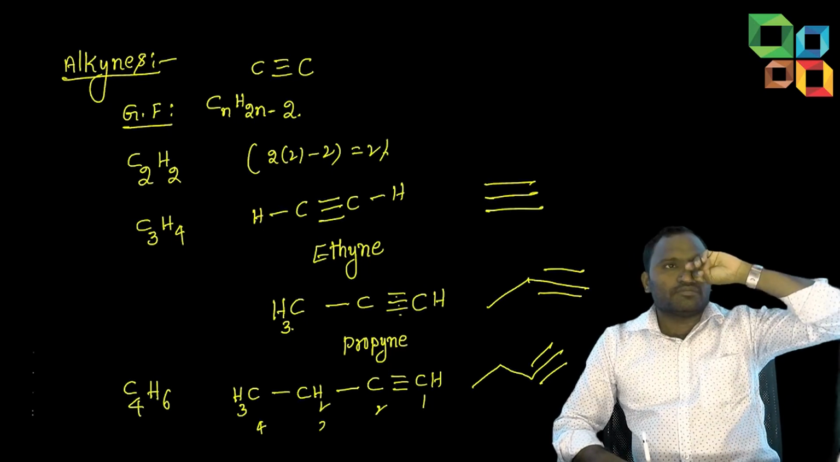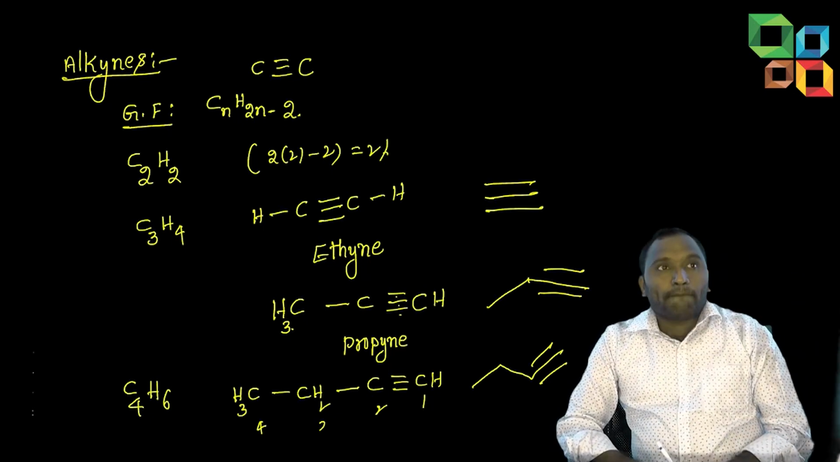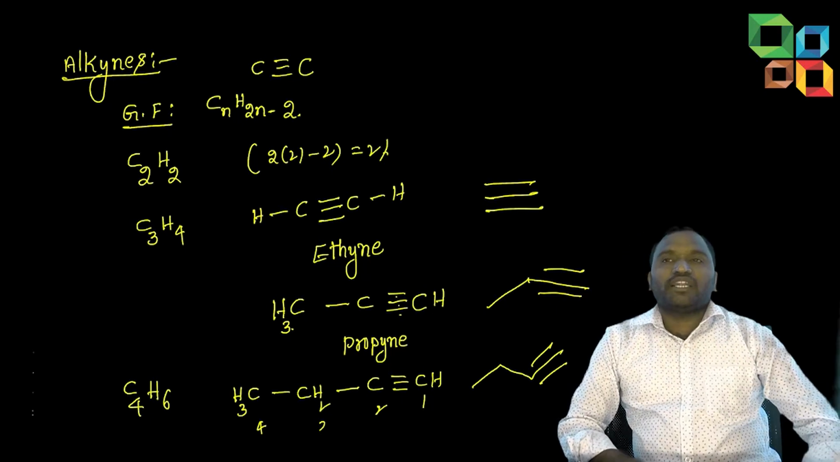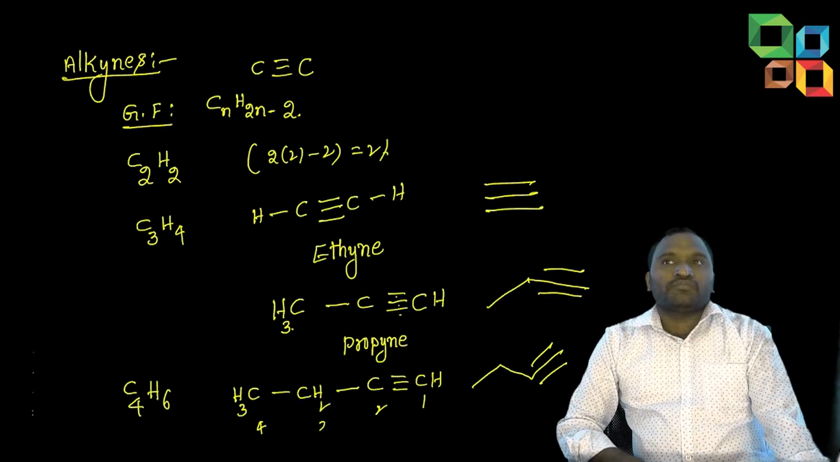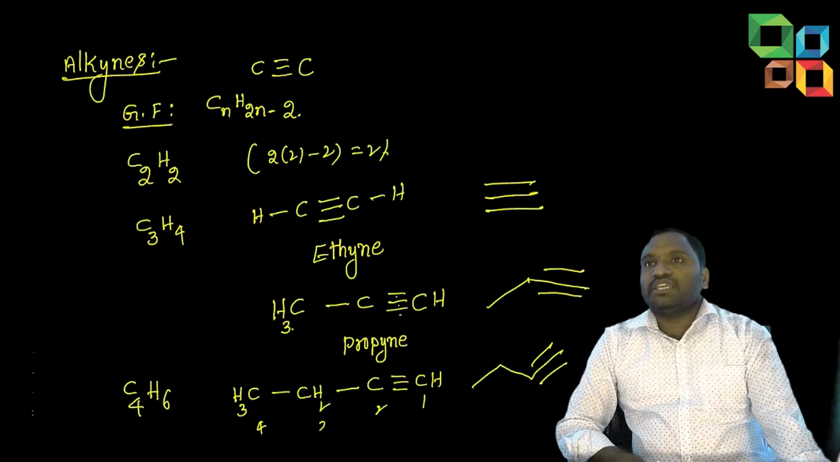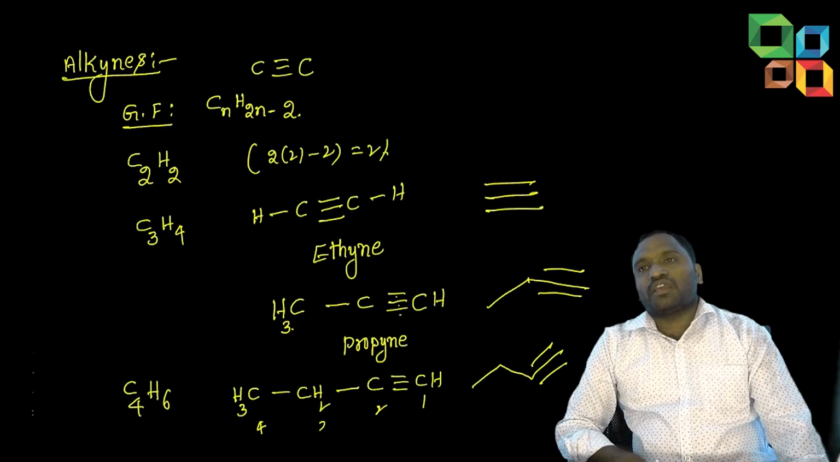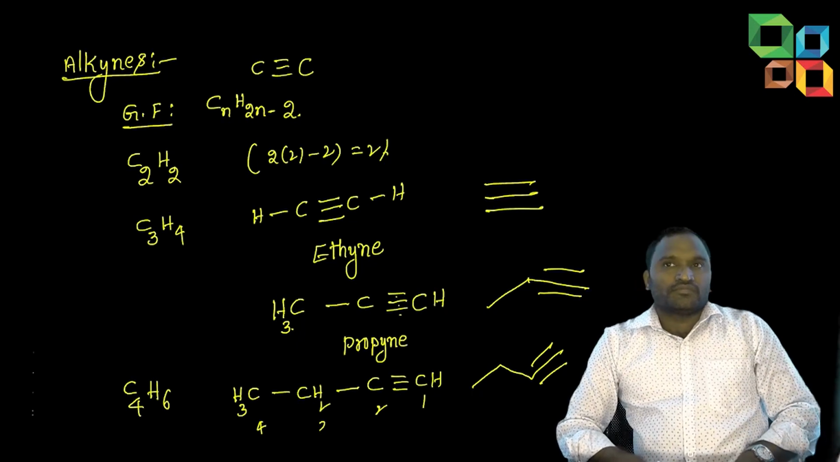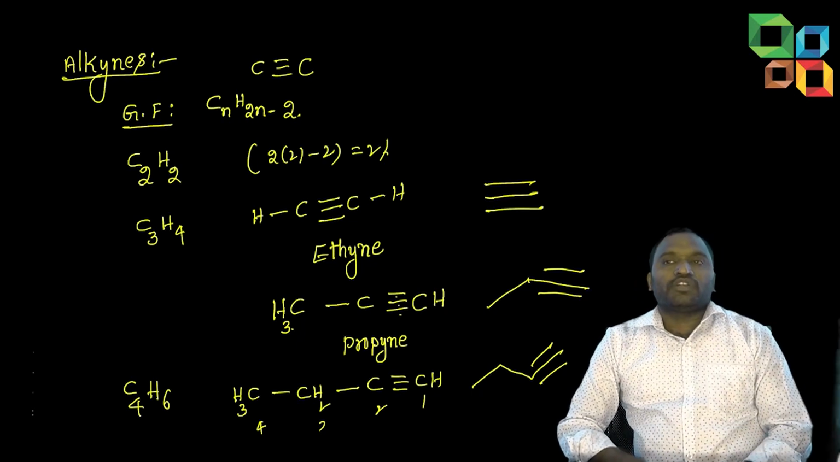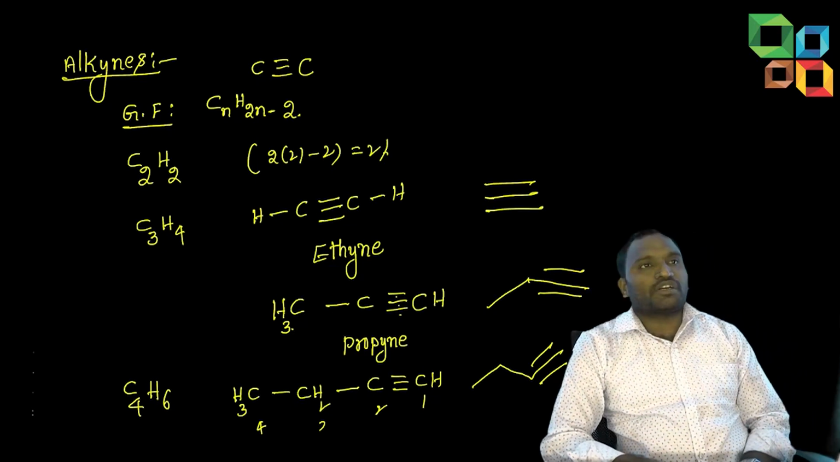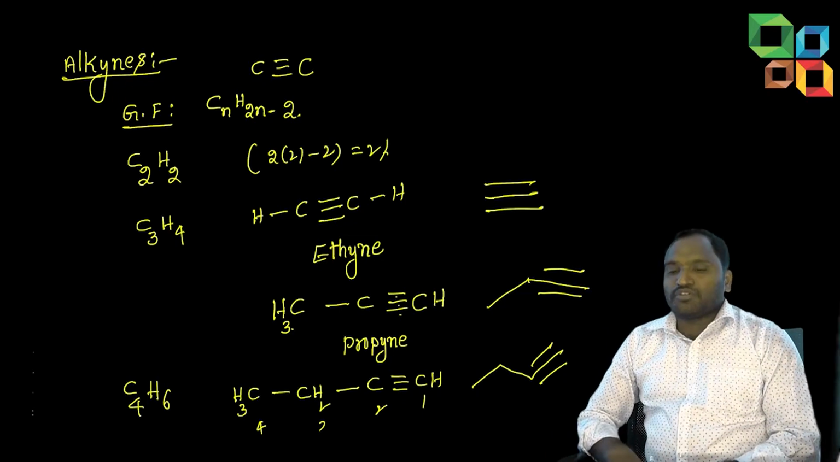Second and third carbon? No. All saturated hydrocarbons end with -ane. Unsaturated ones end with -ene and -yne. If it is a double bond, -ene. If it is a triple bond, -yne. Alkyne, alkene, alkane. -ane represents a single bond. -ene represents carbon-carbon connecting with a double bond. -yne represents carbon-carbon connecting with a triple bond.